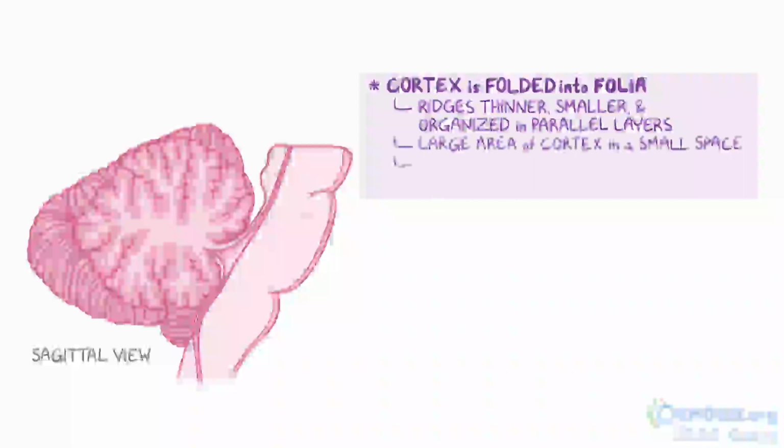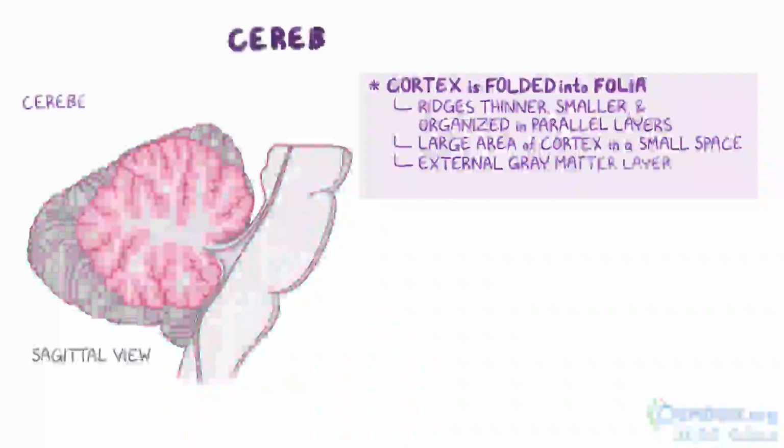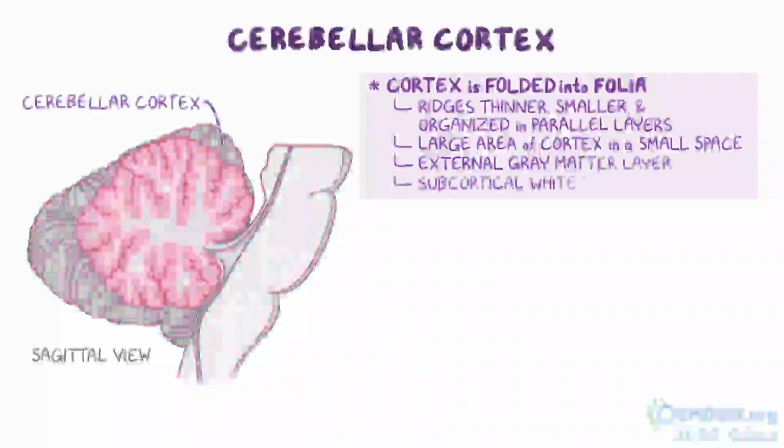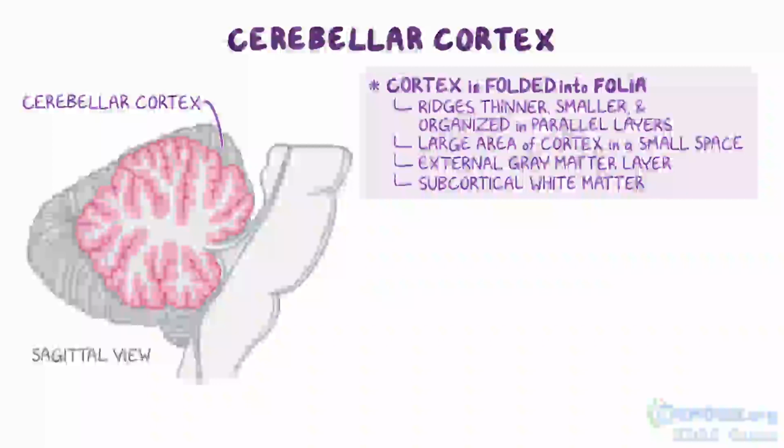The folia contain an external gray matter layer, called the cerebellar cortex, and a subcortical white matter region deep to the external gray matter. As we see, the shape of this white matter within the folia creates a tree-like arrangement, or branching pattern, referred to as an arbor vitae, or tree of life.